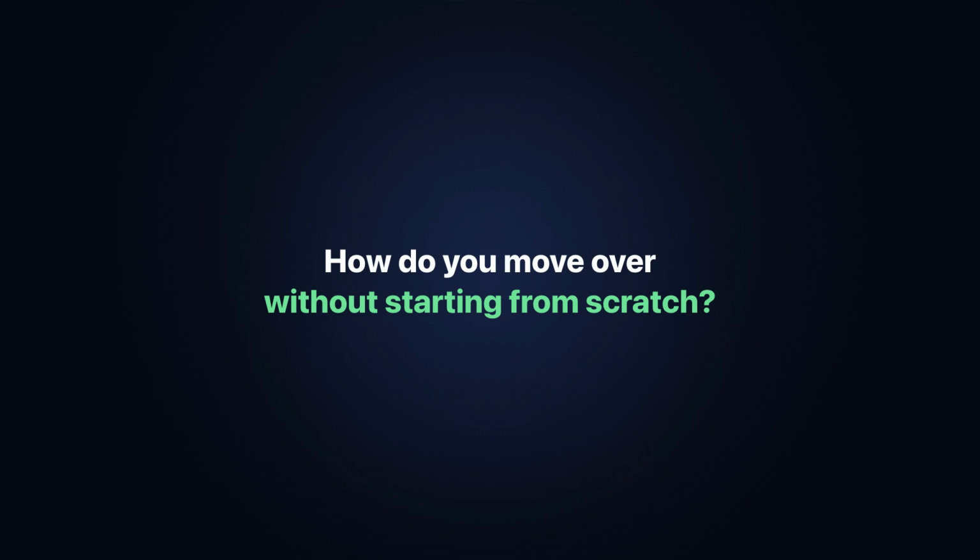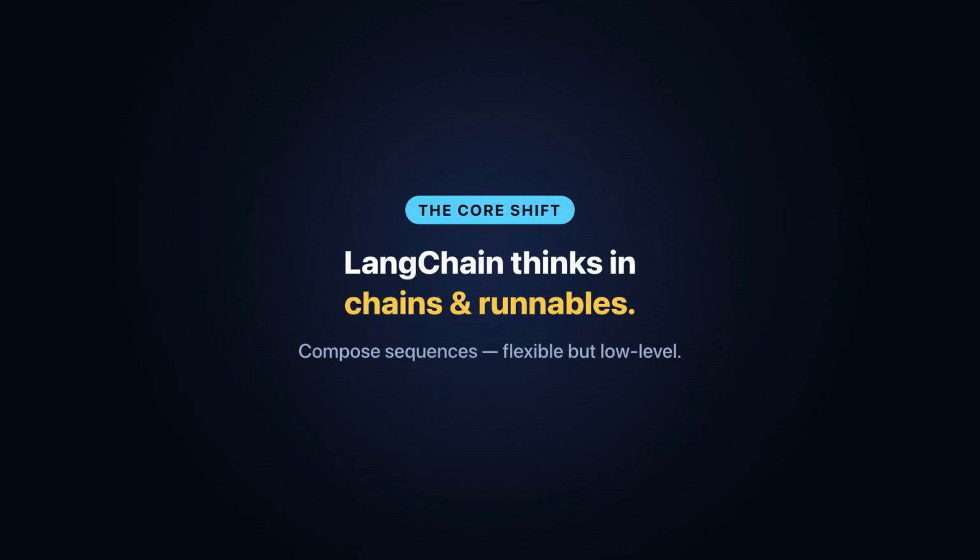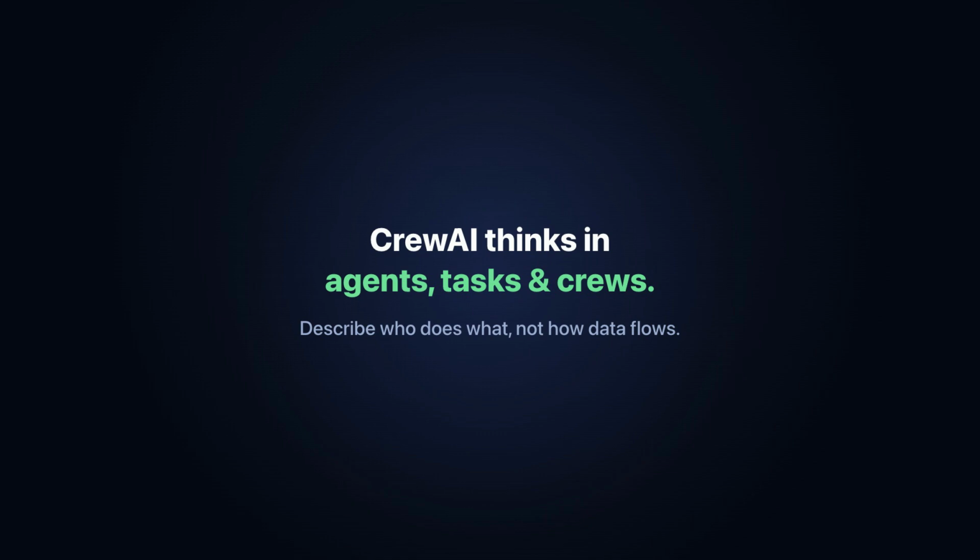CrewAI thinks in terms of agents, tasks, and crews. Instead of describing how data flows step by step, you describe who does what. You define an agent with a role, a goal, and a backstory, then assign it tasks. The orchestration of how those agents talk to each other is handled for you. So your first mental shift is moving from imperative pipelines to declarative team structures.